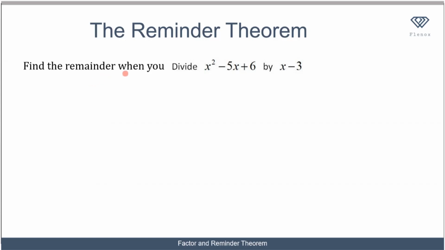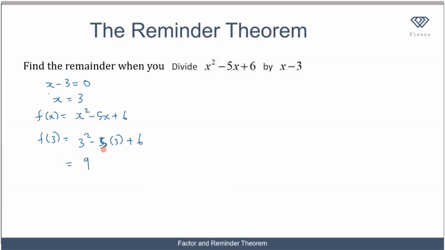Let's apply this now to additional examples. Find the remainder when you divide this by this. As we have discussed, what is the first thing you do? First, in your divisor, you write it out and make x the subject of the formula. So you say x minus 3 equals 0, and you know that x will be equal to 3. You substitute the value of x as 3 into the dividend, which is x squared minus 5x plus 6. So I have f of 3, and that will be 3 squared minus 5 times 3, then plus 6.